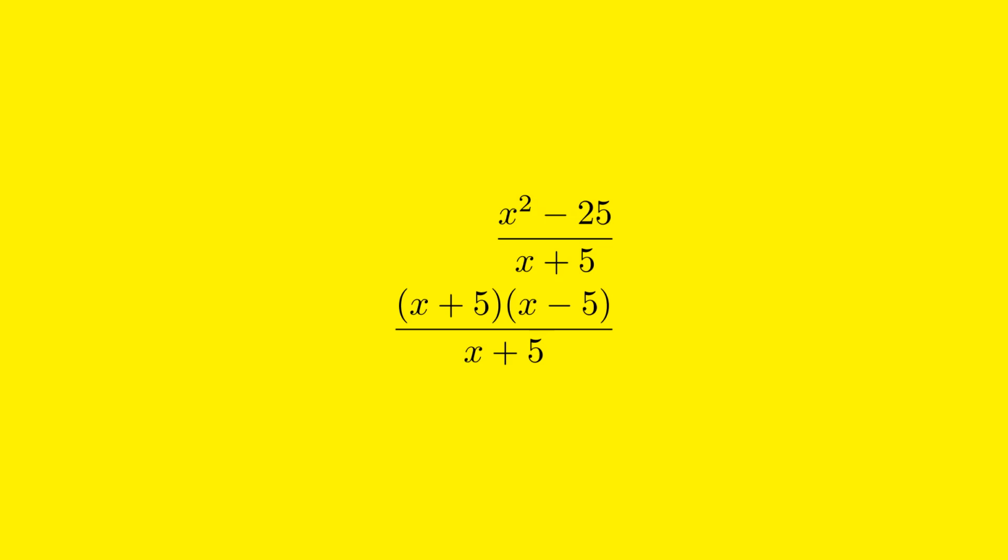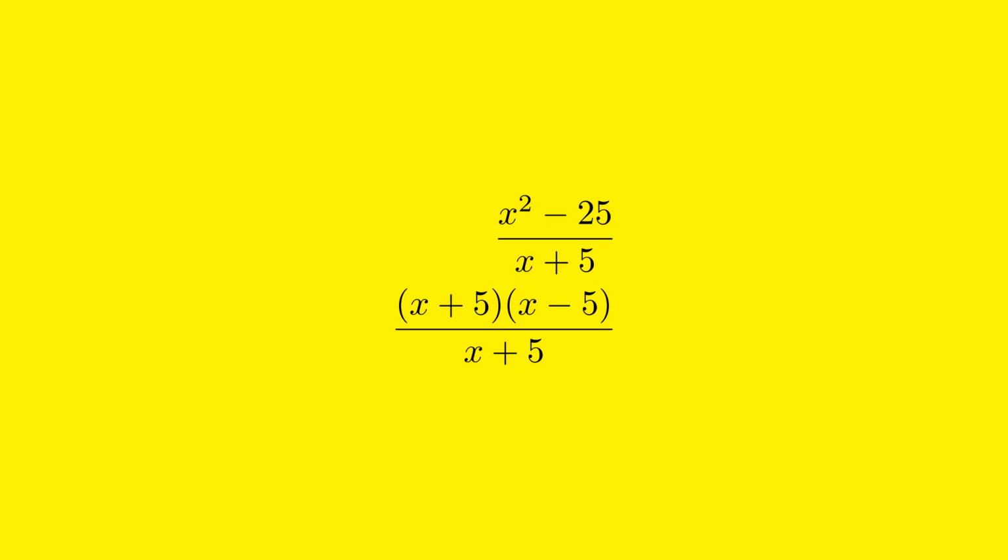To begin solving the problem of reducing the rational expression x squared minus 25 divided by x plus 5, we first need to simplify the numerator, which is the top part of the fraction. The numerator is x squared minus 25. We notice that this expression can be factored into the form of a difference of squares. A difference of squares is when you have an expression in the form of a squared number minus another squared number. Here, x squared is a perfect square, and 25 is also a perfect square because 25 equals 5 squared.